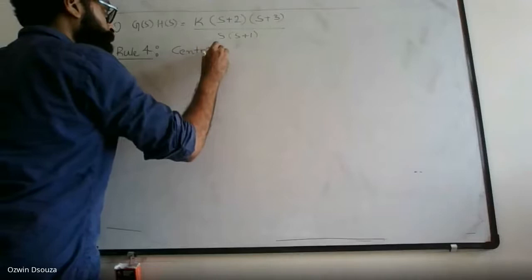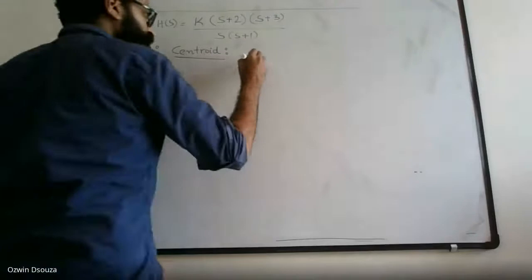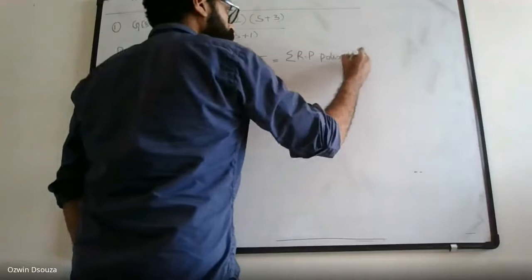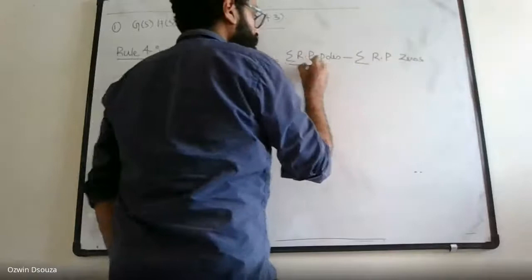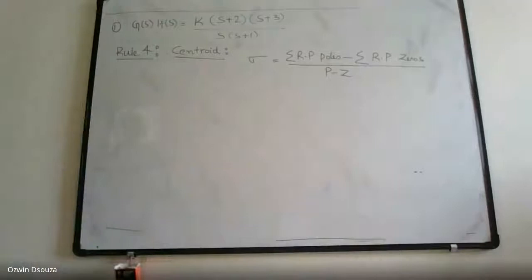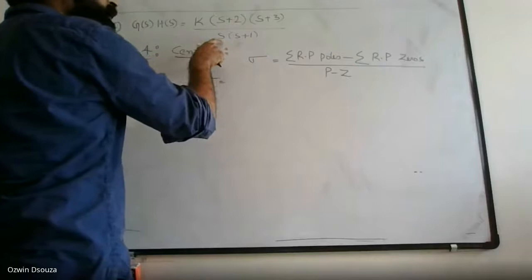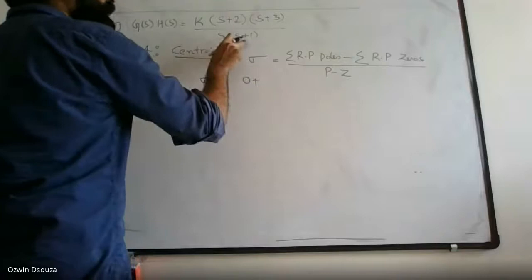All right. So how will you find the centroid? Centroid is denoted by sigma. And sigma is the summation of real parts of poles minus the summation of real parts of zeros, divided by P minus Z. So sigma is equal to the real parts of poles. You have the real part of the first root as 0, plus the real part of the second root as minus 1.